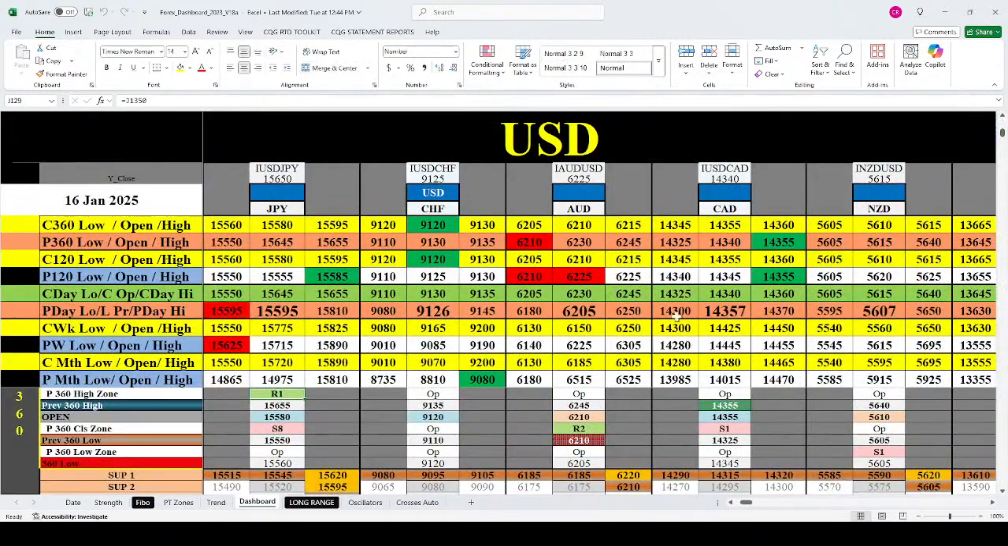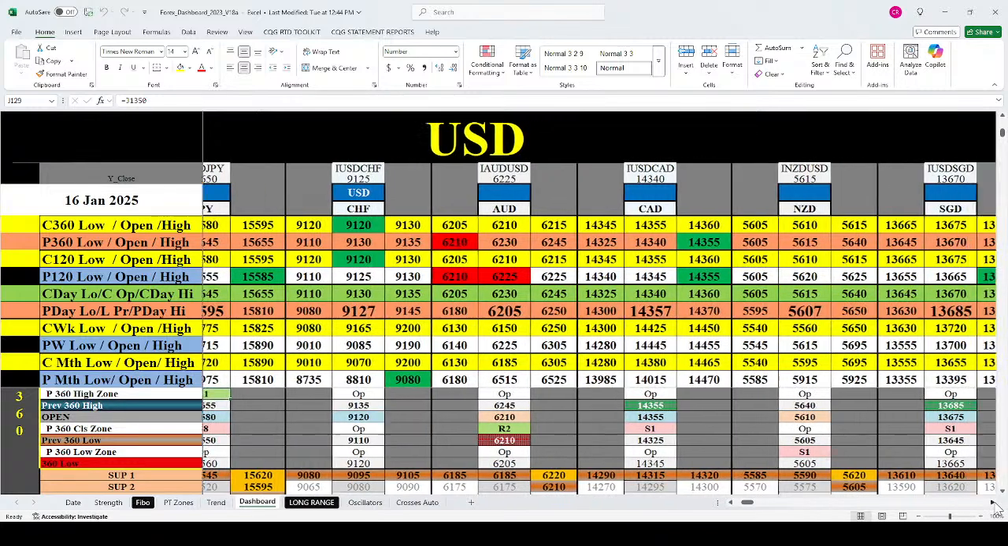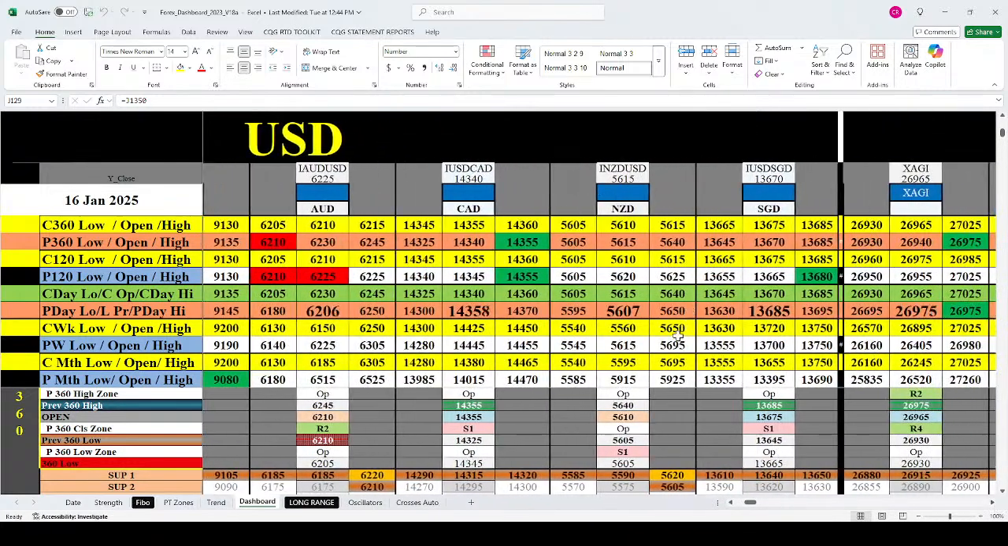Okay, now let's see what the dashboard is telling. Right now the market is trading at 56.07. Your current week low and previous week low are nearly the same, maybe 5 pips apart, so this just has a failure. Yesterday's low is 55.95 and current day low is 56.05.